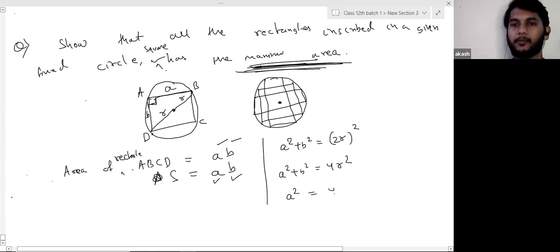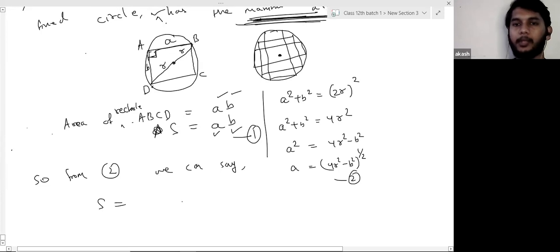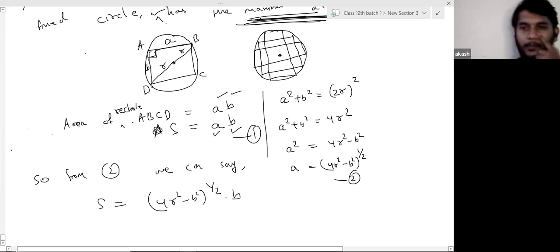So we can write a square equals 4r square minus b square. So we can write a equals 4r square minus b square to the power 1 by 2, root we can write as 1 by 2. So now replacing this value in equation 1, suppose this is equation 1, and this is equation 2. So from equation 2, we can say s equals 4r square minus b square to the power half into b. Anybody has any doubts till now? No, sir.